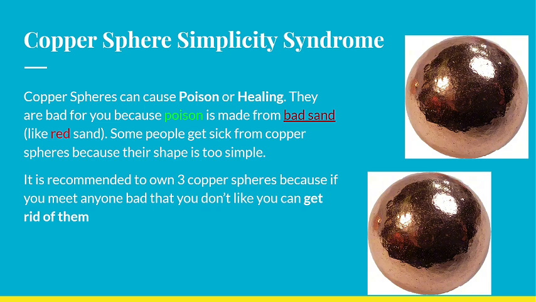Finally. Copper spheres are very dangerous. So, quickly, they can cause poison, sometimes healing, but they're made from bad types of sand. Bad sands like red sand and brown sand is also pretty nasty. I have to say, gray sand, not too good. Some people get sick from copper spheres because they get simplicity syndrome, which is where something is too simple for your brain to handle, so your immune system becomes immediately weakened. And you could get sick from anything.